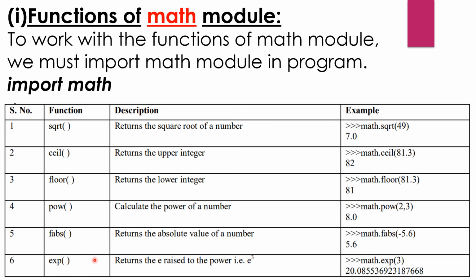Next is the exp function. This function returns e raised to the power. In the function, we just write the power which we want e raised to. For example, if you write here 3, it will be e to the power 3. Basically e has a value of approximately 2.71. So this will be the value of e to the power 3, that means 2.71 to the power 3. e is basically a constant which has a value of approximately 2.7.